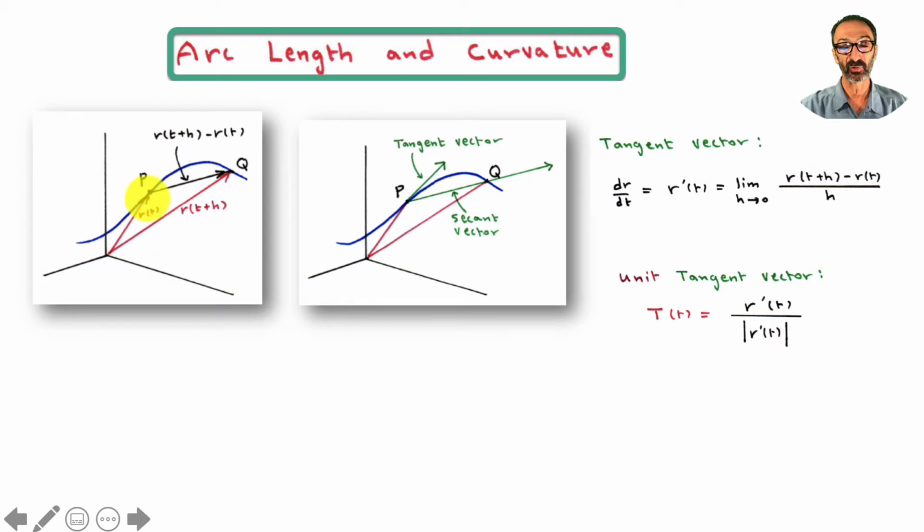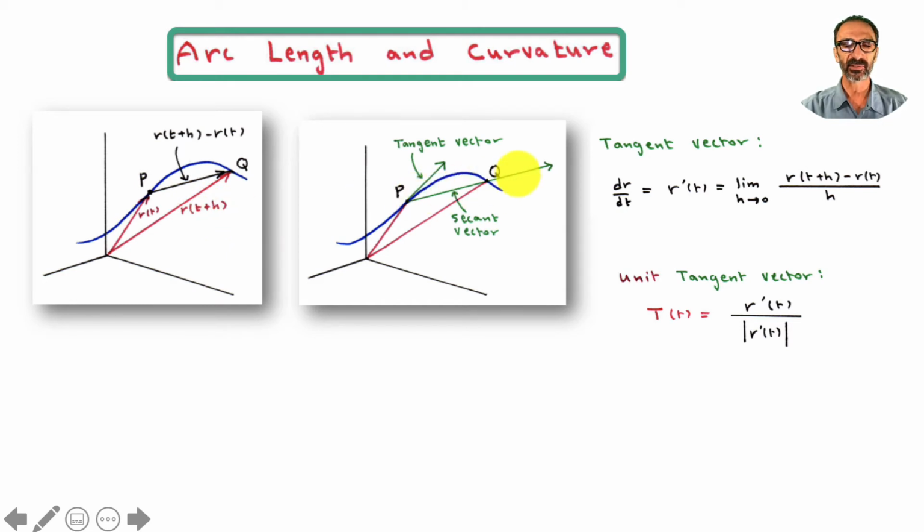So by pointing to the point P, we have r of t. To point to another point after that, we're going to call it r of t plus some difference, h. So that's r of t, that's r of t plus h, pointing to P and pointing to Q. Now, using vector subtraction, this vector right here is actually r of t plus h minus r of t.